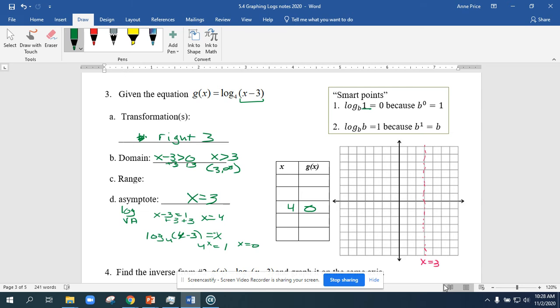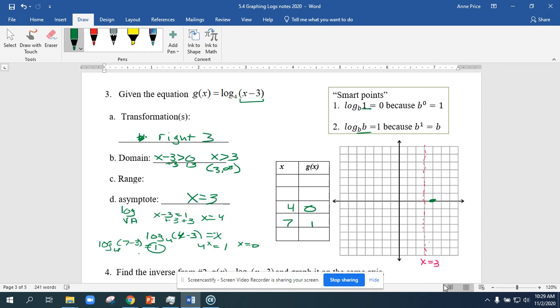And then the other smart one is when I can get it to be log base b of b. Okay, so what number can I plug in for x that would cause it to be log base 4 of 4? Well, if I plugged in 7, I would get that. So when I plug in 7, I get log base 4 of 4, which has to equal 1. Okay, so those are some numbers that help, but also knowing the vertical asymptote. So over 4, up 0. And if the normal logarithmic function crosses at (1, 0), then this has been shifted right 3. So that would hopefully make sense that the ordered pair shifts.